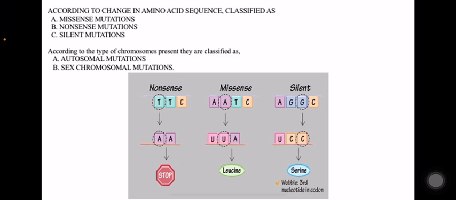Silent mutation. This changes the nucleotide, but the amino acid sequence is not affected. Because of the wobble hypothesis, it is understood that the third base of the codon is not much important. Hence, a change in this third position of the codon doesn't alter anything, and this is referred to as silent mutation.